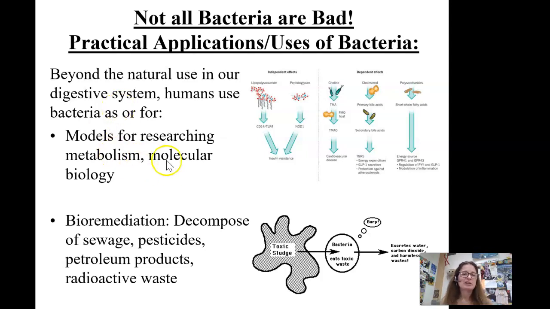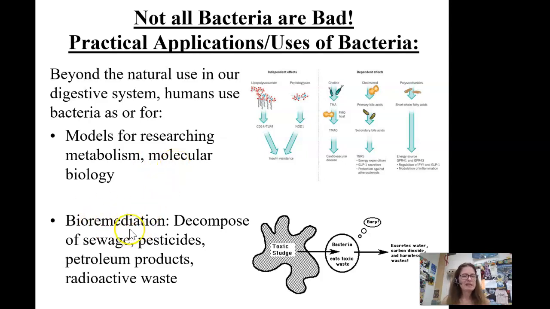So we use bacteria for research. How did we learn about DNA replication and protein synthesis? We didn't use a eukaryotic cell for that. We used bacterial cells, prokaryotic cells. That's how we learned about some of these metabolic functions. We do a lot of research on different proteins and different genes through bacteria.